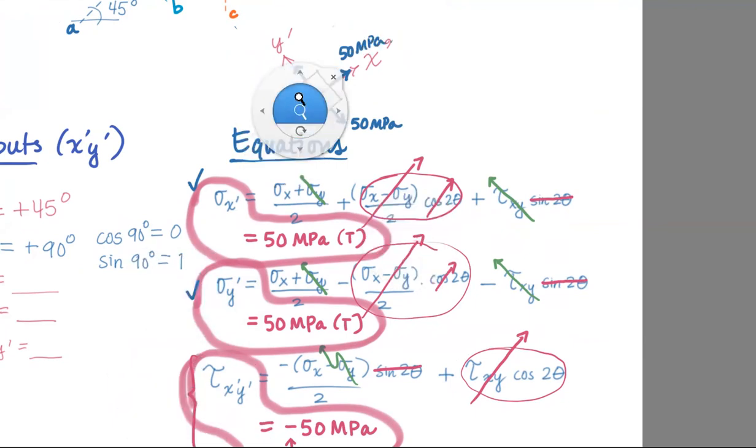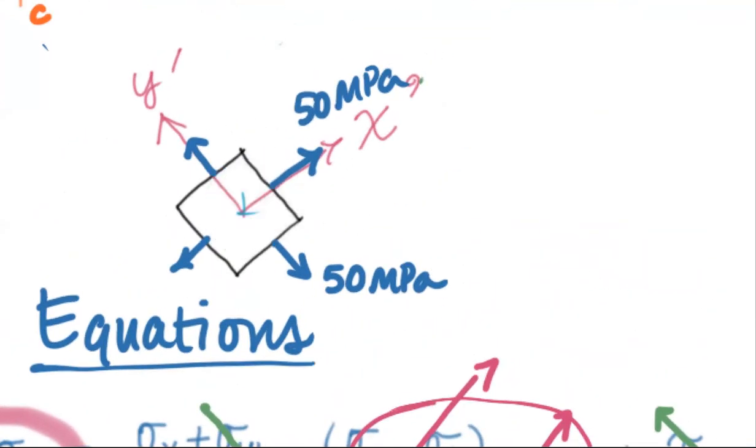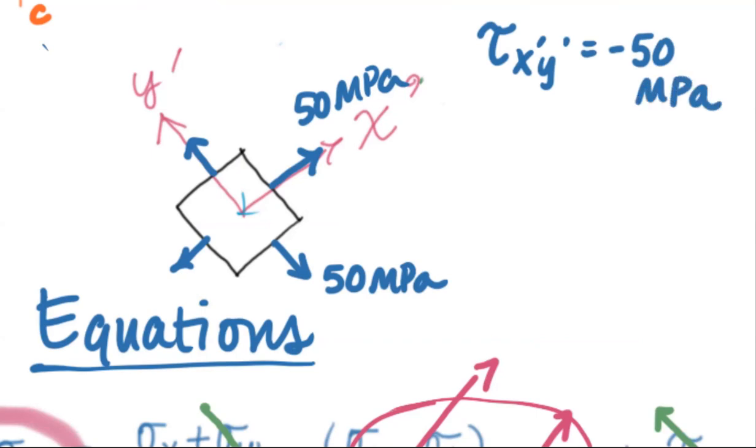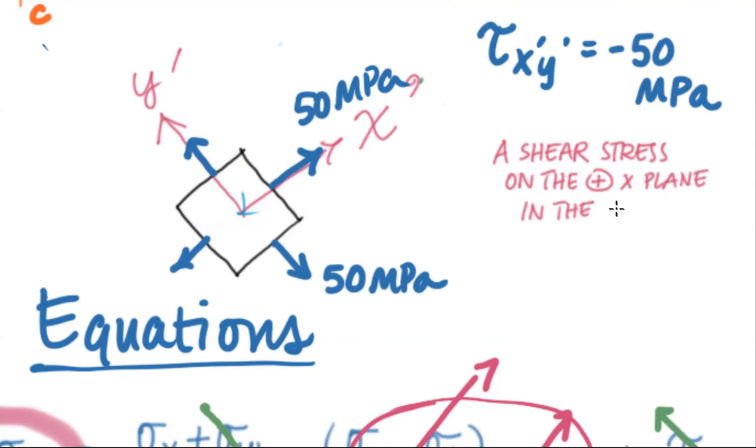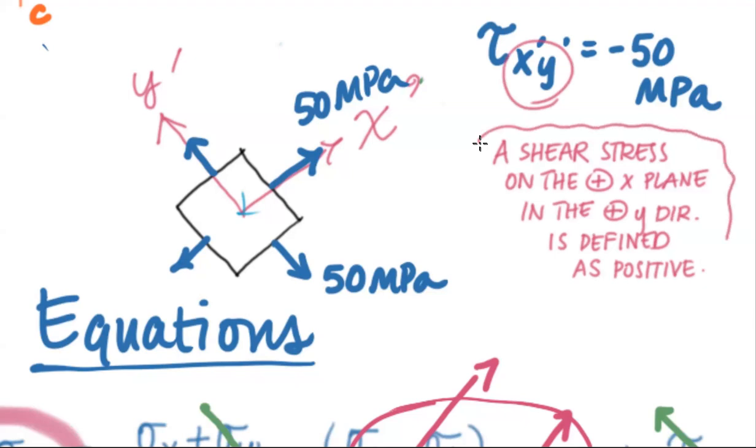Tau xy minus 50. So let's remember that definition. Tau x prime y prime equals minus 50 megapascals. A shear stress on the positive x plane in the positive y direction is defined as positive. You have to check two things because there are two subscripts: which plane, which face it is on, and which direction. We want ours to be negative. So we're going to go to the positive x prime face, and we're going to draw this in the negative y prime direction because of that sign.